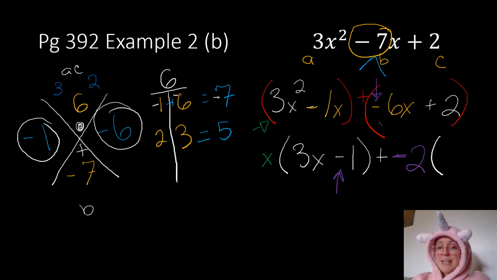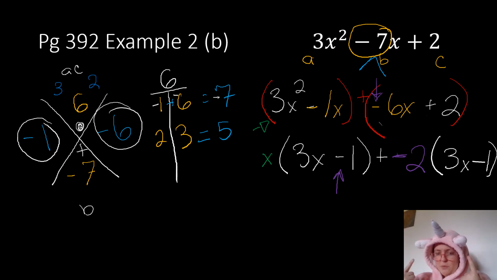So when I take a negative 2 out of negative 6, I'm left with a positive 3x. When I take negative 2 out of a positive 1, I'm left with a negative 1. So you've got to be super careful when both of your middle terms are negative, because it's going to get a little weird. But that's okay. We can deal with weird.